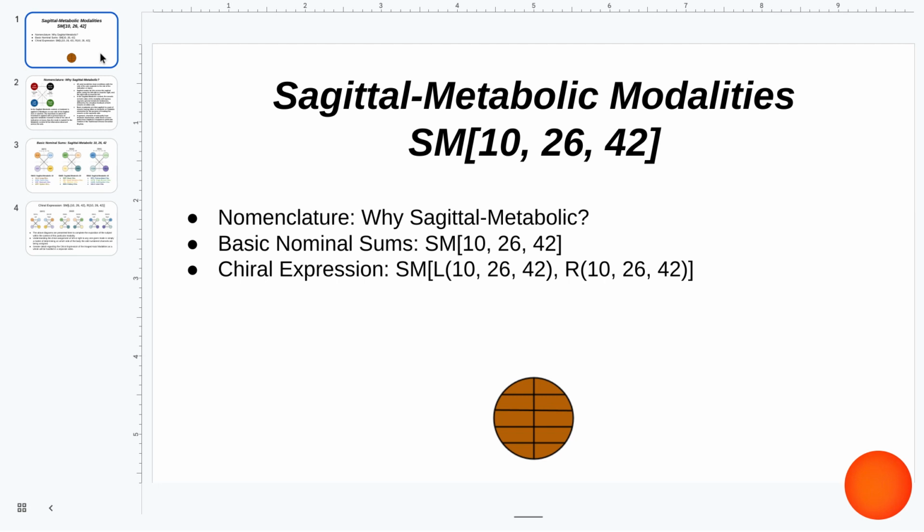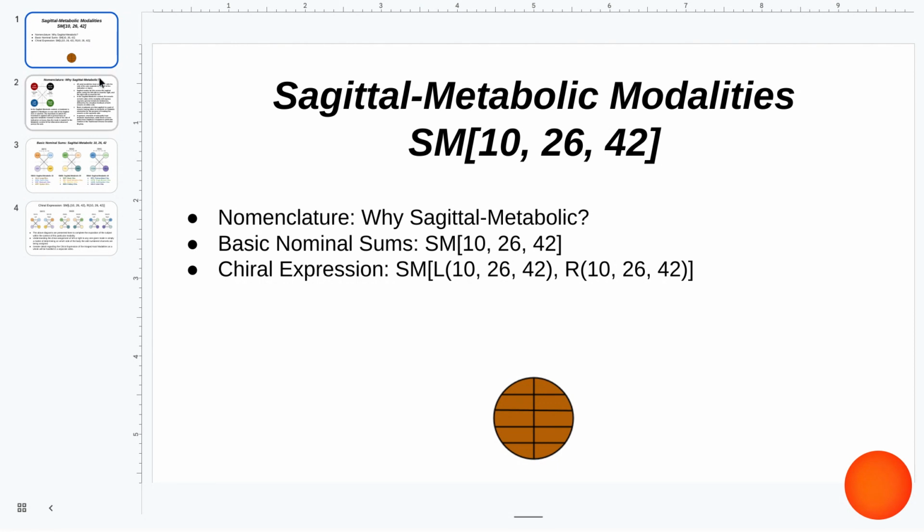Welcome to a lesson on the Sagittal-Metabolic Modalities found within this interpretation of the Global Balance Method. The first slide answers several questions regarding the origin of the label Sagittal-Metabolic as a category of imaged axial modalities. Next, the principle of using basic nominal sums to label each individual modality within the category is covered in brief, along with a diagram of each mode and its color coding. Finally, all 6 modalities within the category are presented across their 3 nominal sums and both chiral expressions, along with a brief series of notes on the iterative nature of the pedagogy in the context of the chiral expressions.